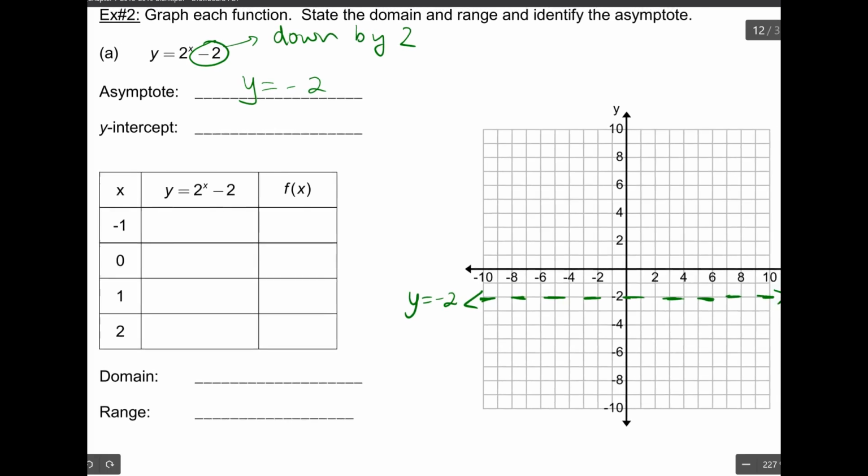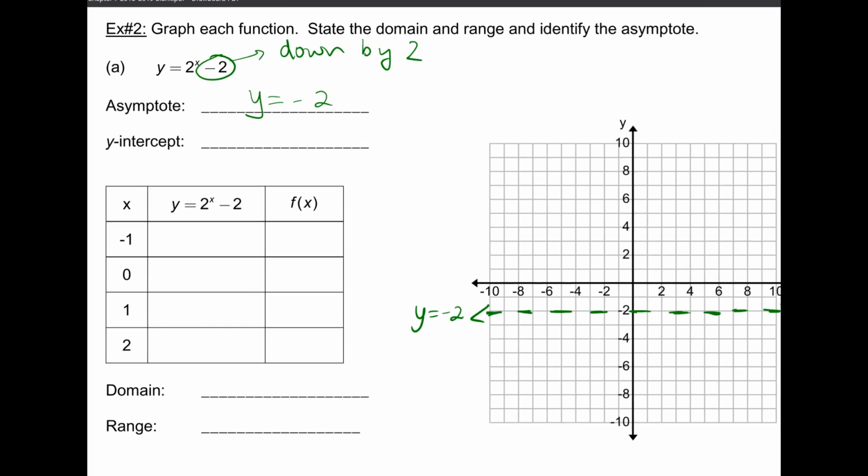All right, and then intercept. How do I find my intercept again? Plug in x equals 0. So 2 to the 0 minus 2. Let's see, 2 to the 0 is 1. So 1 minus 2 is negative 1. So 0 comma negative 1. So I'll put a dot here. This is 0 comma negative 1. I'll change that color so it's clear.